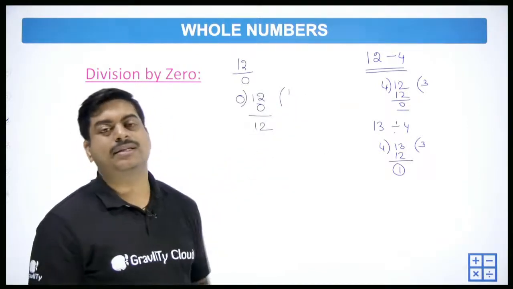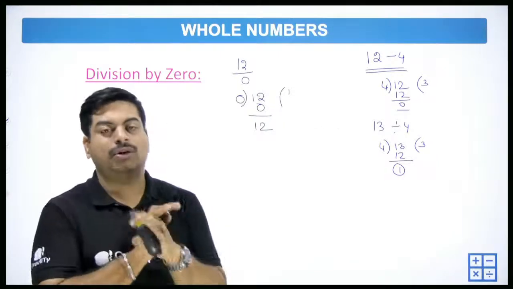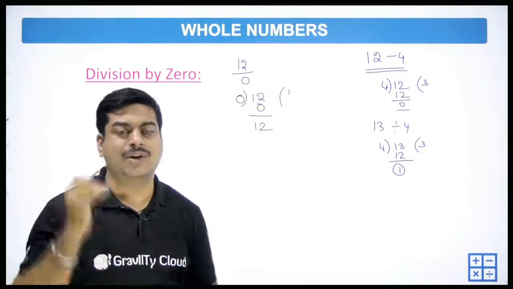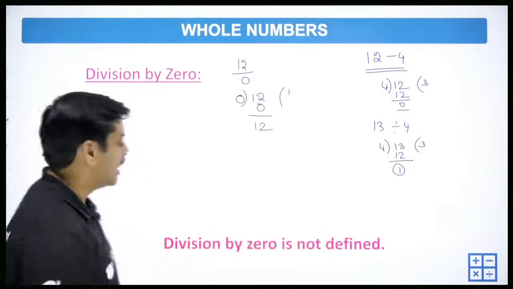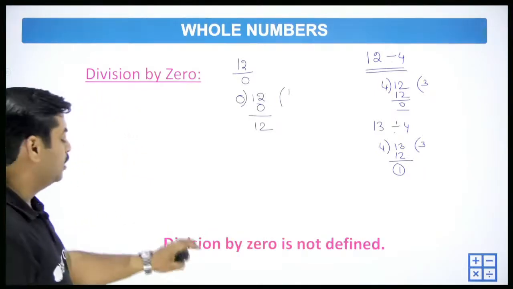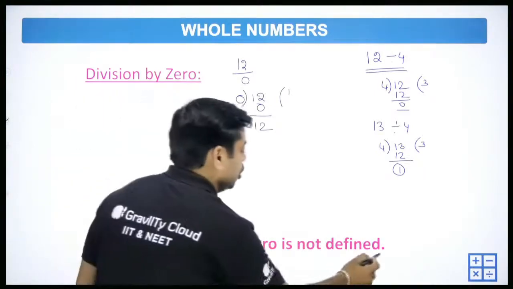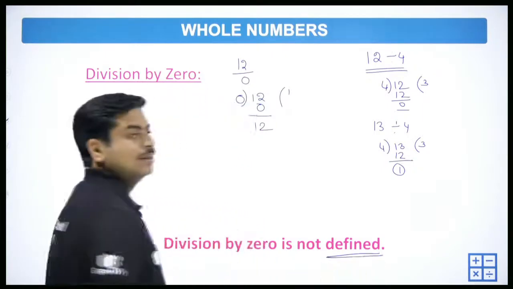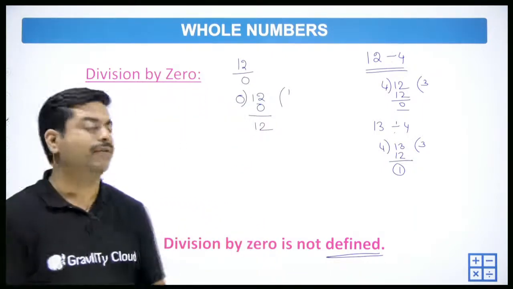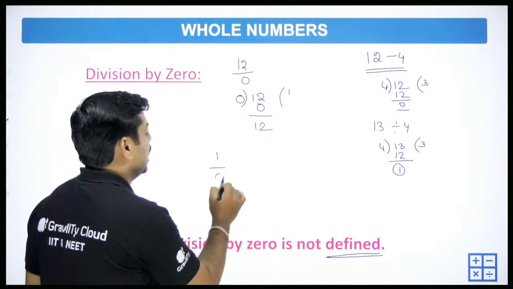Right? So that is the reason division with 0 is not possible, and we say that the answer is not defined. Okay, so division by 0 is not defined. That's not a correct method to divide. We cannot divide 1 by 0. You cannot divide. It's undefined.